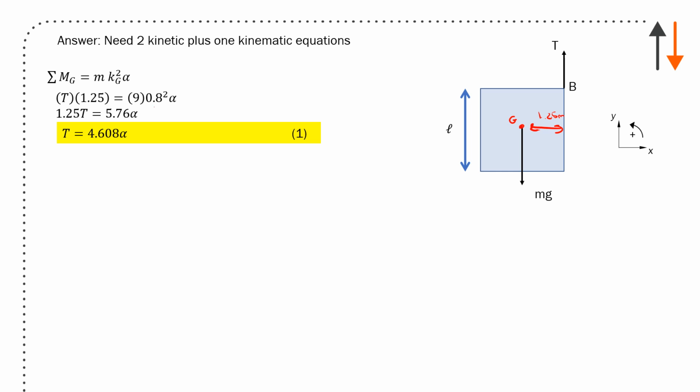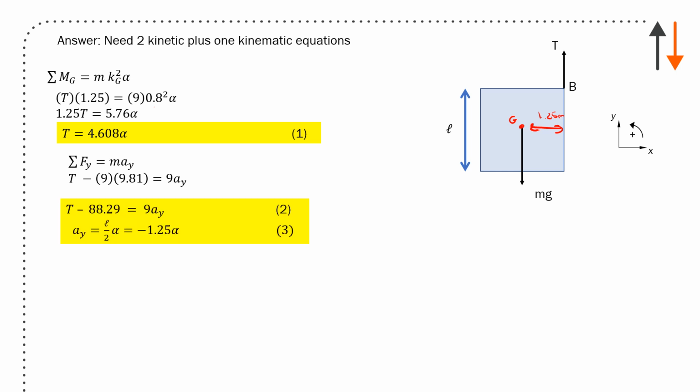Here you are given k_G, you're given the mass. Alpha is the only unknown. So you have a relationship between tension and angular acceleration. Sum of forces in Y, you have tension up, you have weight down, and you have the acceleration in Y, which you don't know. So you have T minus the weight equals m times acceleration in Y. But you do know the acceleration in Y is going to be L over 2 times alpha, and so you can relate one to the other. It's minus 1.25 alpha.